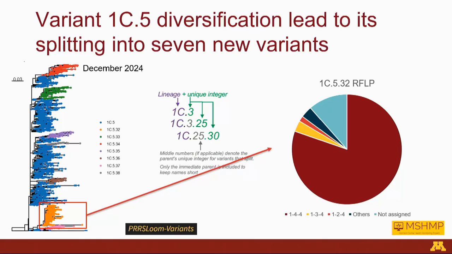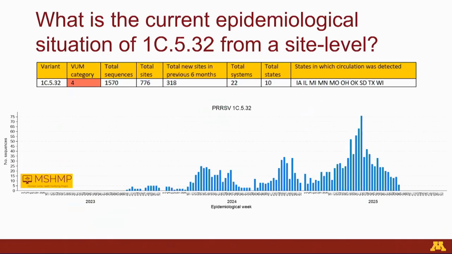But I also wanted to point out that there are several other RFLP patterns in that variant classification as well. So again, we really should try to move a little bit forward and avoid the RFLP in this scenario. But I'm here today to talk about the current epidemiological situation of 1C.5.32 from a site level perspective, right? I'm bringing a lot of things from the VUM report, variant under monitoring report, just because we are doing those epidemiological descriptions every month already.